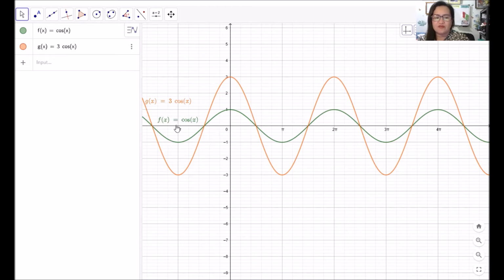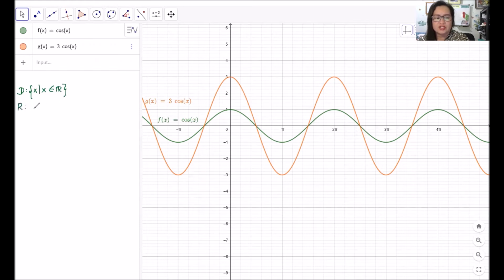From 1 we have 3. So take a look at the graph. Now as you can see, the domain of the functions g of x and f of x are both equal to the set of all x's, such that x is the set of real numbers.